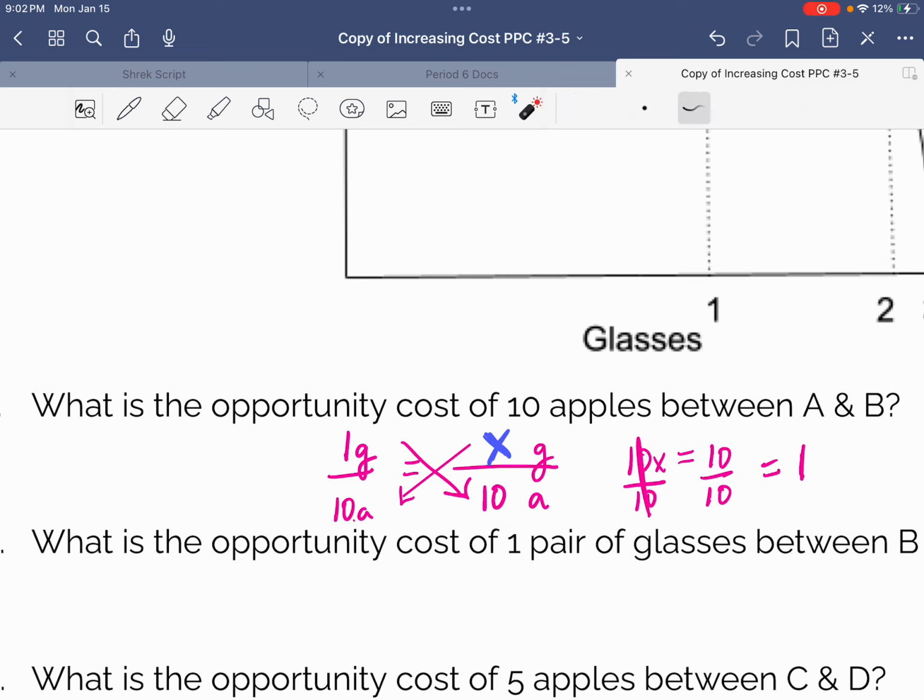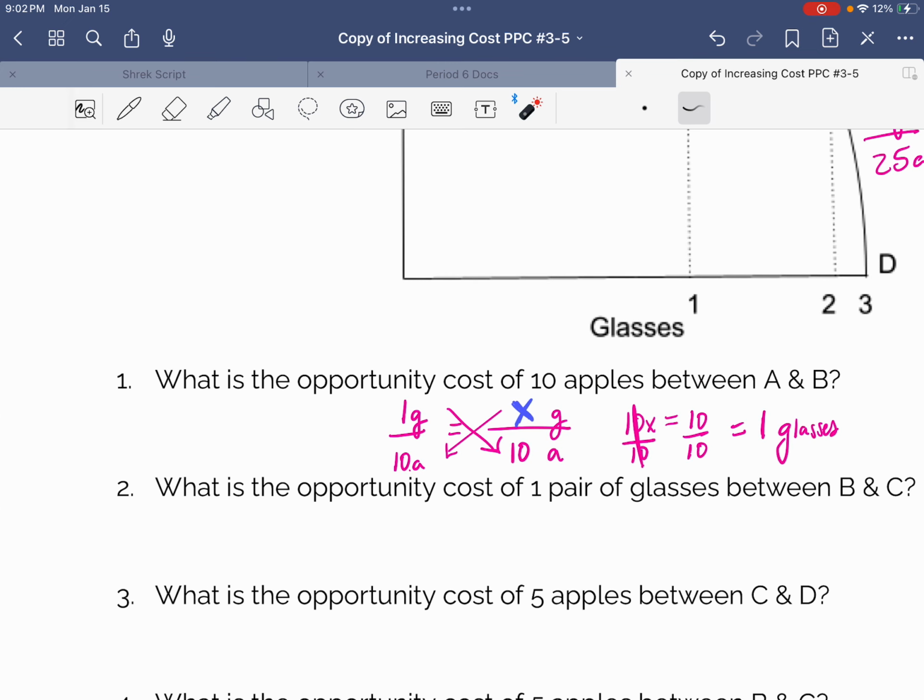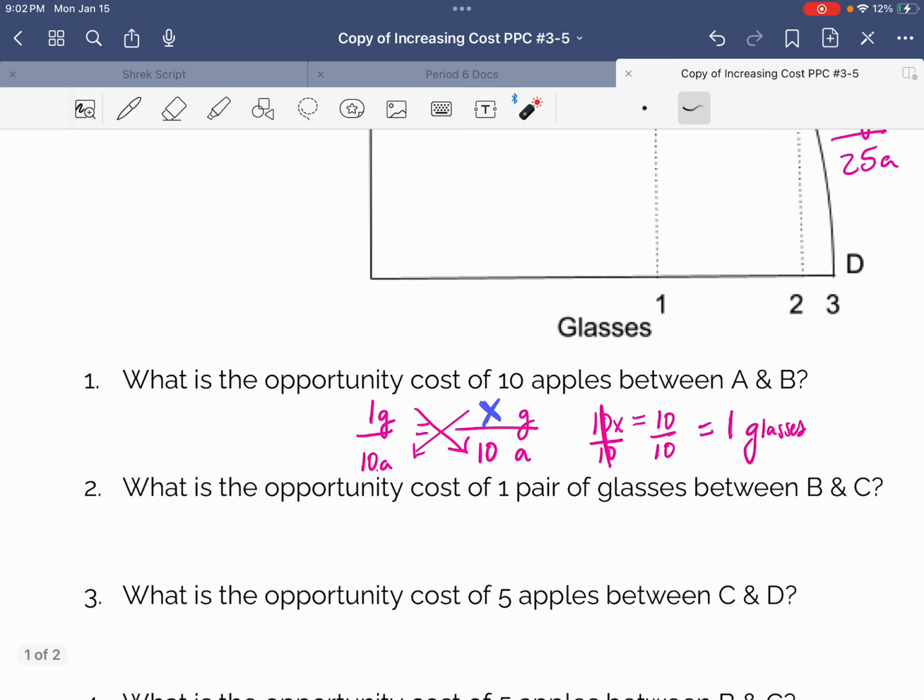1 what? I needed to make 10 more apples, so I'm going to lose out on glasses. And I have a label, I have an answer, I have my work shown. I have the answer now correct. Make sure you are showing your work, even if you can do it in your head. I believe you when I can see you in person, but when you're at home, I need you to be showing your work, okay? All right, what is the opportunity cost of one pair of glasses between B and C?